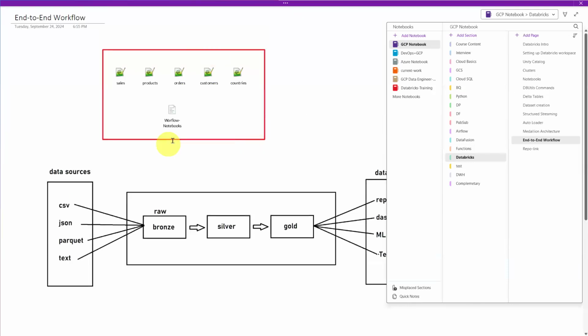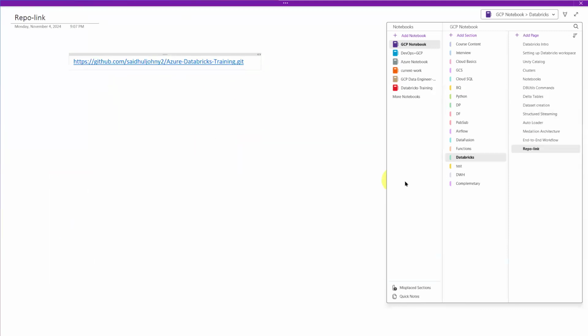Here we are going to create an end-to-end workflow using Databricks. All the jobs, notebooks, and everything, we are going to orchestrate it. We are going to schedule it with the help of workflows. That's also we are going to see. And I have a repository for all of these activities.